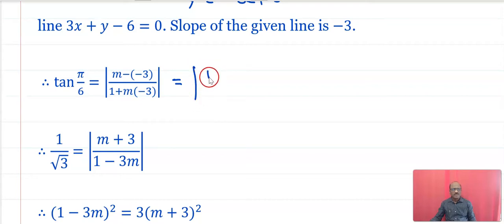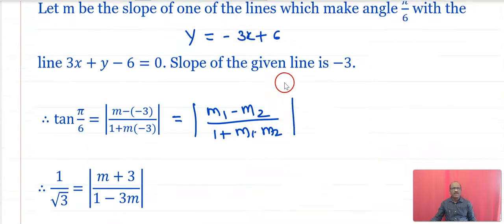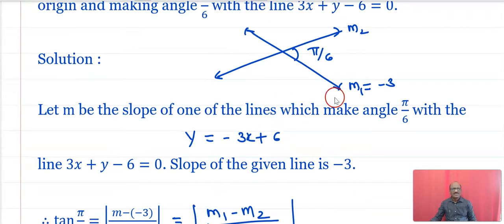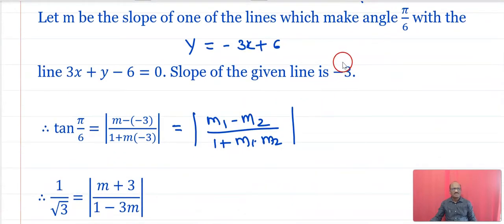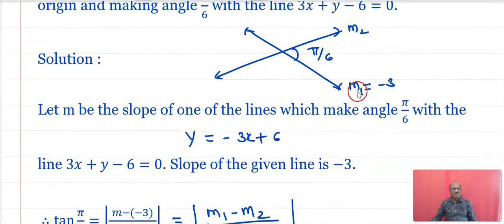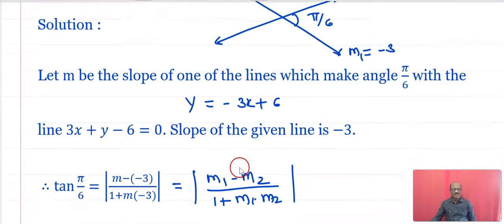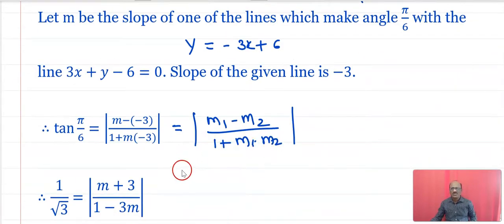The formula is the modulus of (M1 minus M2) upon (1 plus M1 into M2). Suppose here I am taking M1 as M and M2 as minus 3, and then you can substitute it. Okay, that is 1 by root 3 is equal to (M plus 3) upon (1 minus 3M).